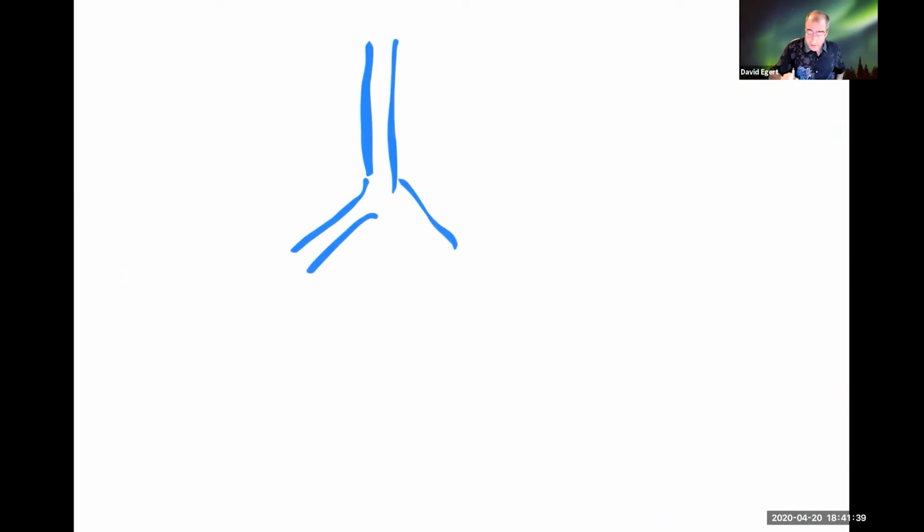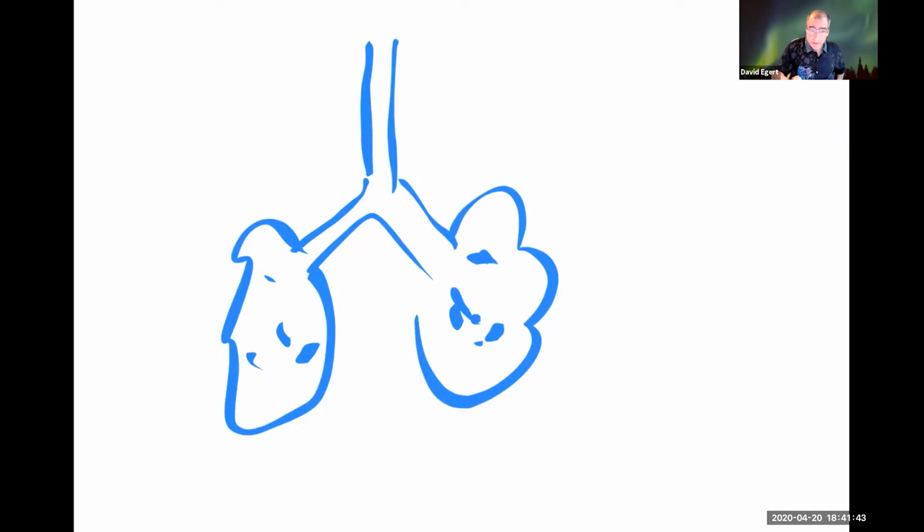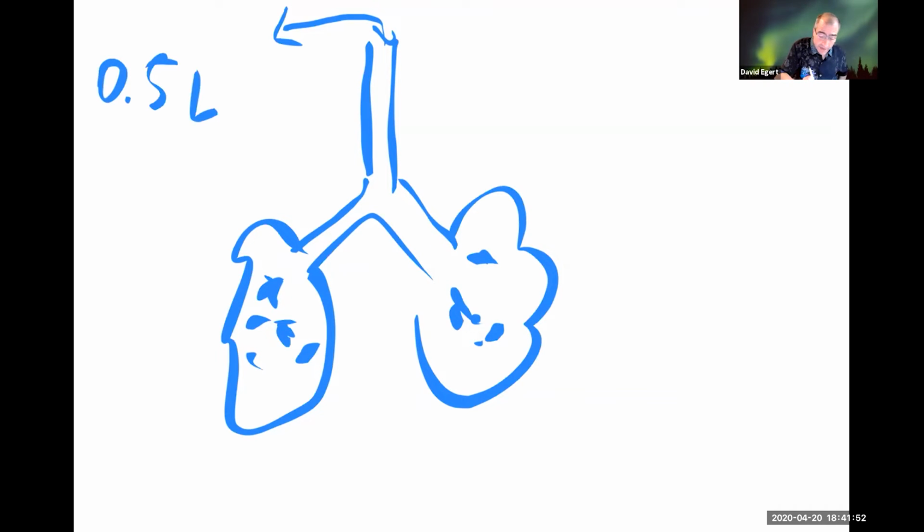If we think about that carbon dioxide building up in your lungs as you're breathing, when you're doing a normal inhale and exhale, quiet breathing is only about a half a liter in and out.